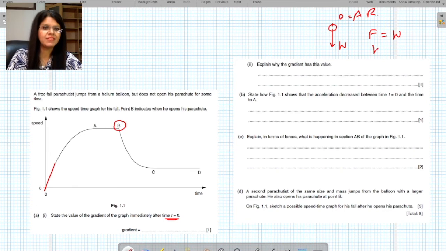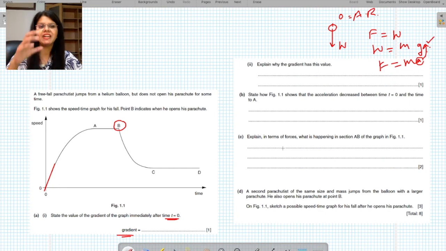What is the formula for the weight? mg, right? So what is the acceleration? Acceleration is g. Force, weight is a force, which is ma. How much is the acceleration? Acceleration is g. Immediately after you take a fall, your acceleration is g, right?